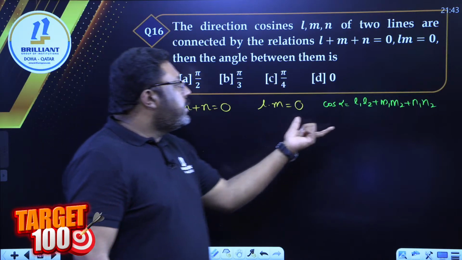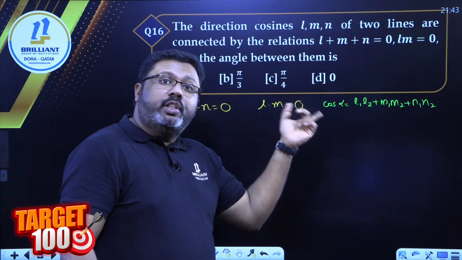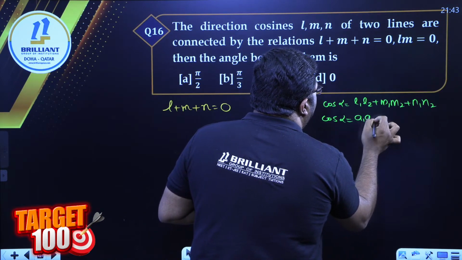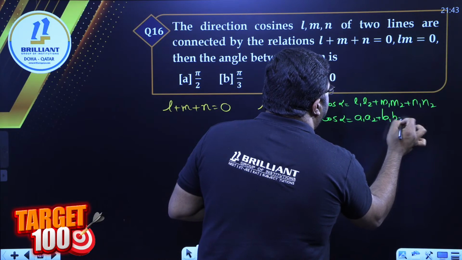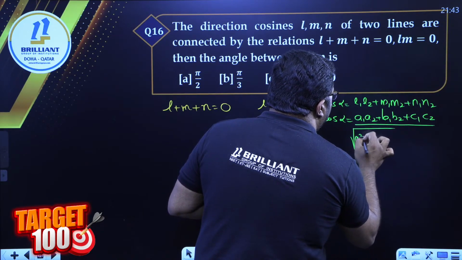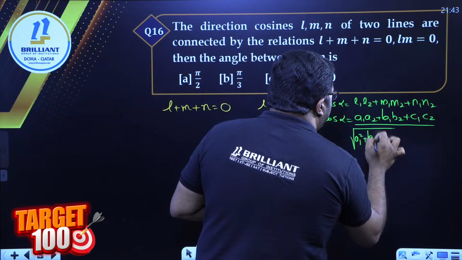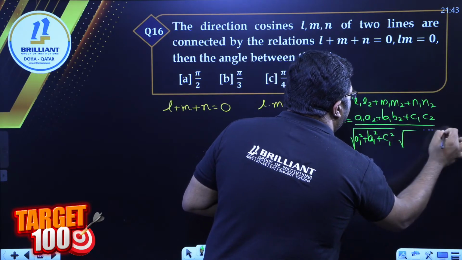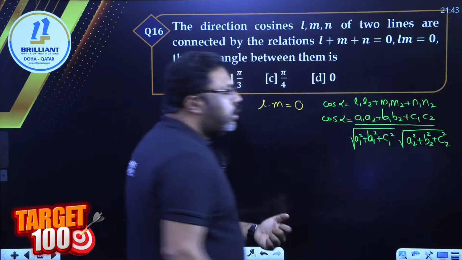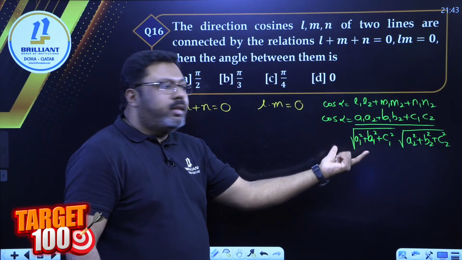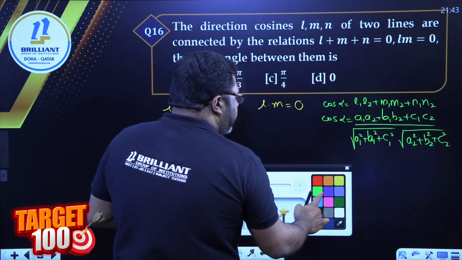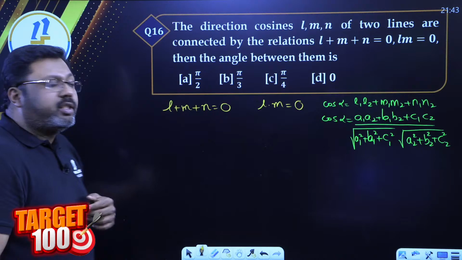You can say this is the angle between two lines using direction cosines, or you could say it's simply A1 A2 plus B1 B2 plus C1 C2 by root of A1 squared plus B1 squared plus C1 squared, times root of A2 squared plus B2 squared plus C2 squared. Yes, direction ratio divided by the magnitude, again the same as direction cosine. So I am here trying to find the direction ratios. It's easier to find the direction ratios than the direction cosines.